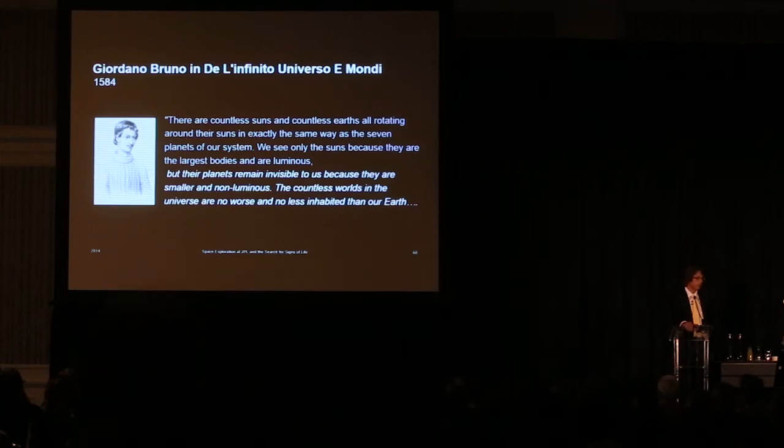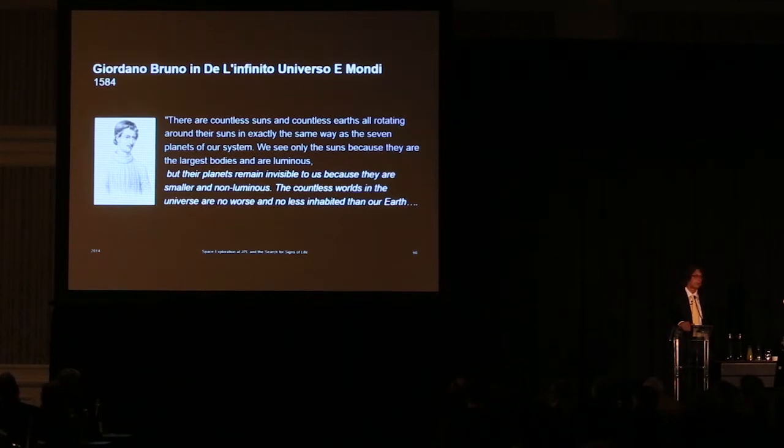In 1584, Giordano Bruno speculated that that in fact is the case. You can see here a quote from him: there are countless suns and countless Earths, all rotating around their suns in exactly the same way as the 7 planets of our system. At that point, they still thought the sun was a planet. We see only the suns because they are the larger bodies and they are luminous. But we do not see the planets. They remain invisible to us because they are smaller and non-luminous.